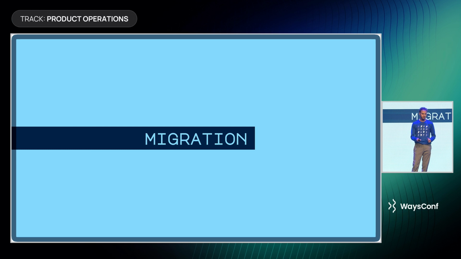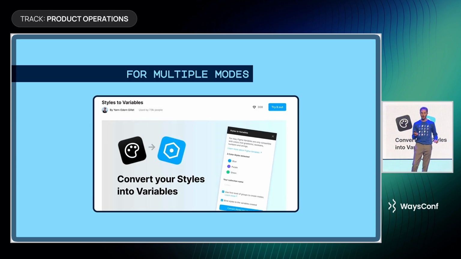When it comes to migration, there's a few plugins that I would encourage you to check out. If you have a system where you do support a light mode or dark mode, maybe a high contrast mode or something like that, this plugin by Jan Edern is conveniently called Styles to Variables. It's something that I would encourage you to check out. It allows you to convert all your styles into variables in seconds.